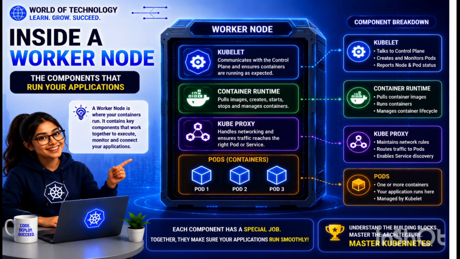Now let's open the worker node and see what exists inside. A worker node is not a single piece of software. It is made up of multiple components working together. First, kubelet. Second, container runtime. Third, kube-proxy. And finally, pods.